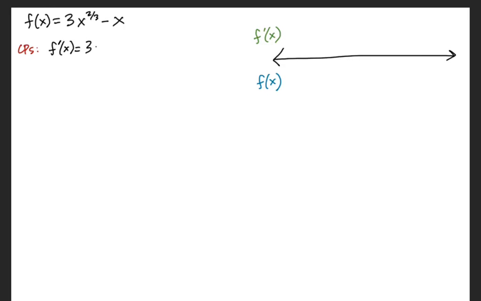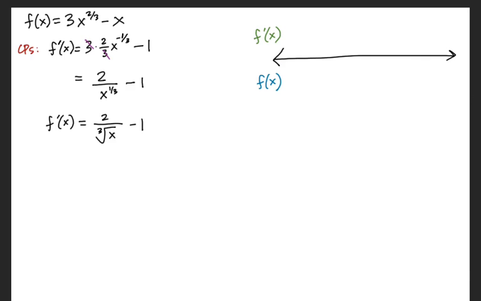So the 3 will go along for the ride. Bring down the 2/3, and then 2/3 minus 1 will give us negative 1/3, and the derivative of negative x is negative 1. Simplifying a little bit, those 3's can cancel out. So I've got 2x to the negative 1/3. I'm going to bring that x to the negative 1/3 down with a positive 1/3 exponent. And then I'm going to remember that that 1/3 exponent really means that I've got the cube root of x down here.